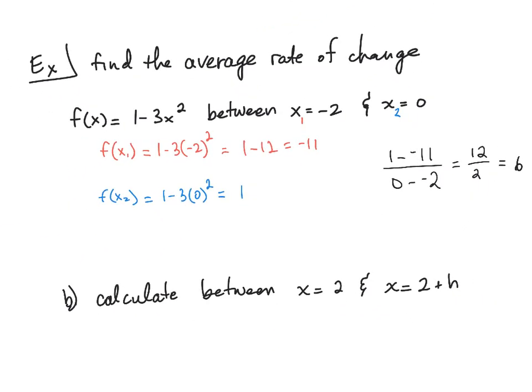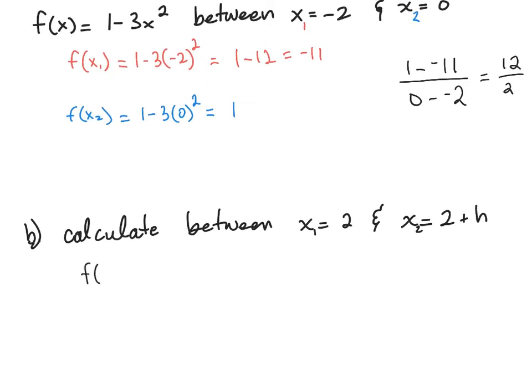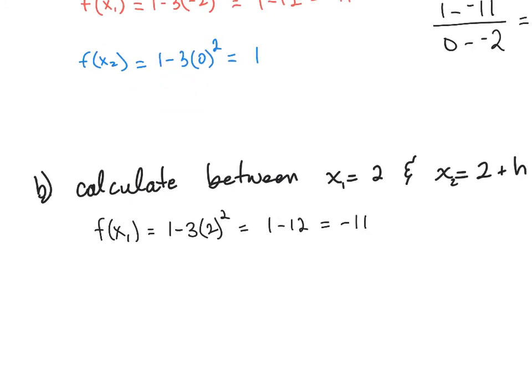Let's use the same function, 1 minus 3x squared, calculated again, but between a different span of x values. So now we have x equals 2 and x equals 2 plus h. So again, I'm going to call that one x1, I'm going to call that one x2, and find f of x1. That's going to be 1 minus 3 times 2 squared. So that's 1 minus 12 again, which is negative 11. Now, f of x2 is 1 minus 3, and now our input is the expression 2 plus h, and that's going to be squared.